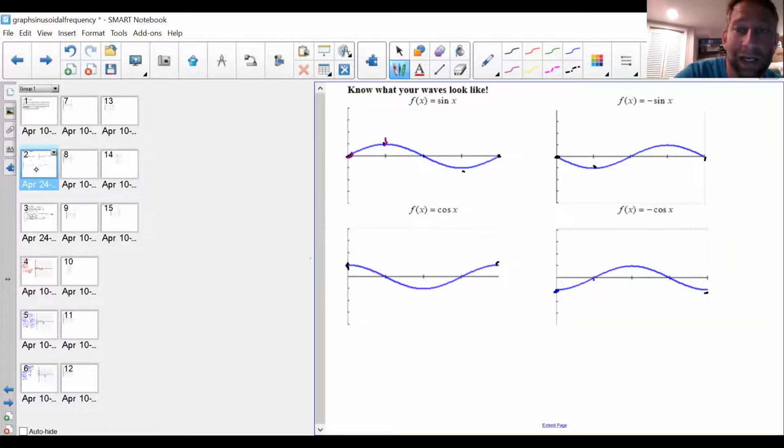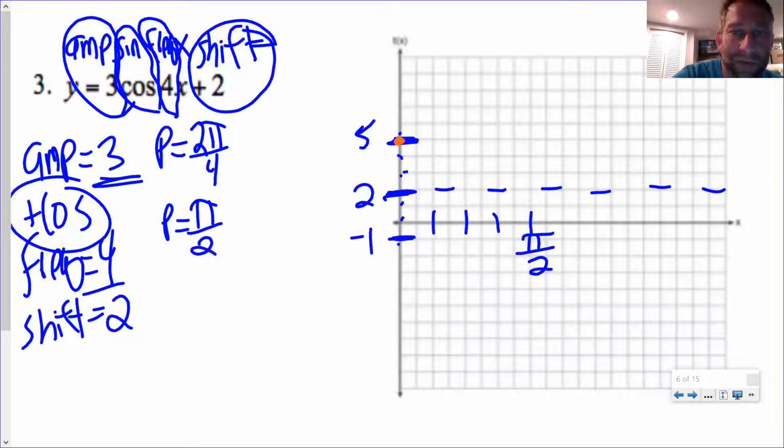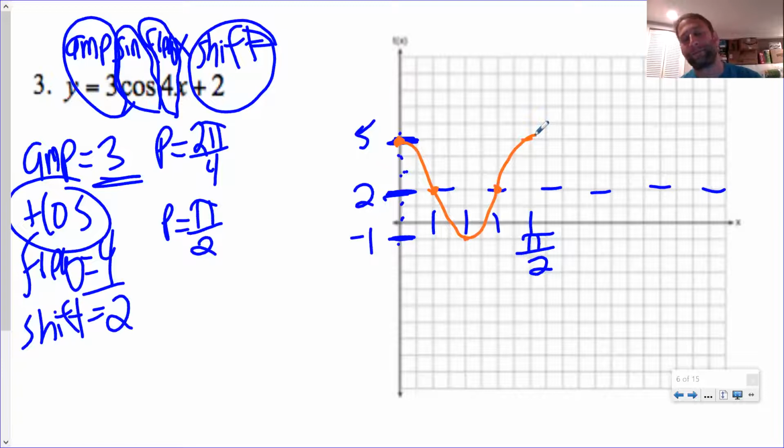Positive cosine starts at the top, then goes down. So, oops. Positive cosine starts at the max, midline, min, midline, max. And there it is. That's it.